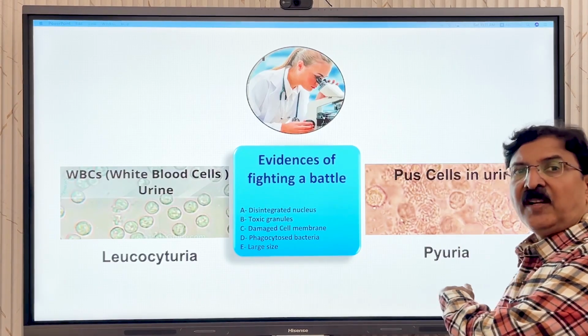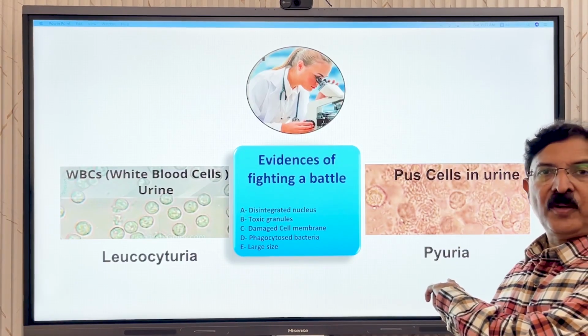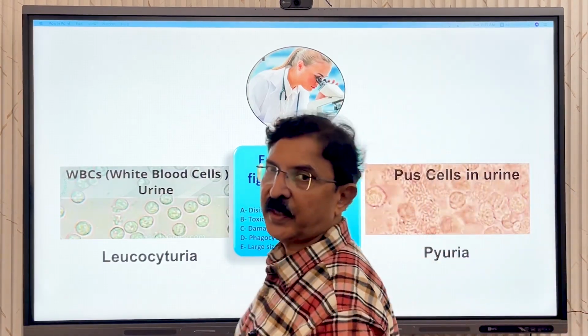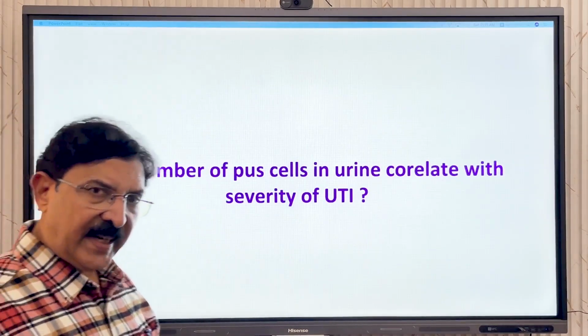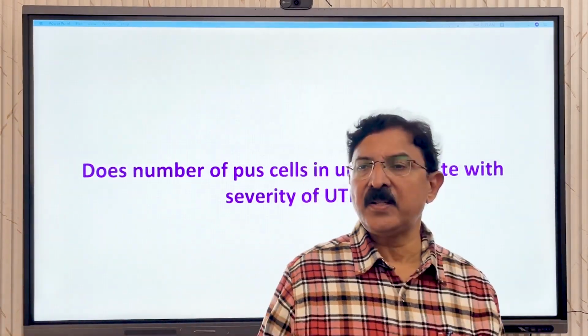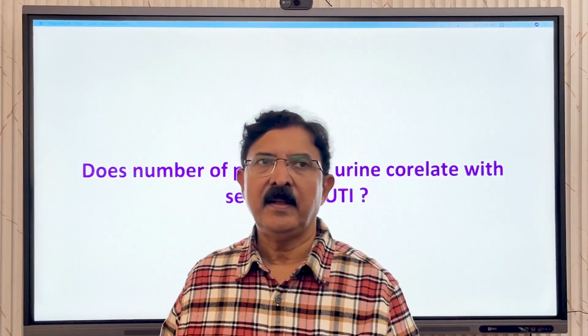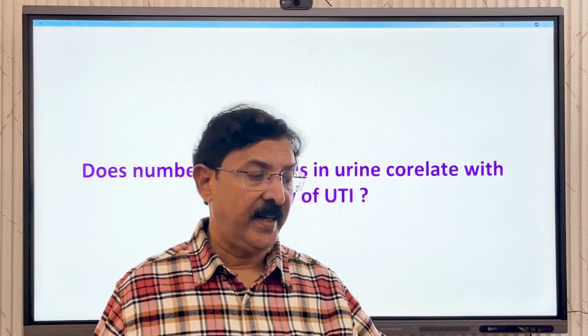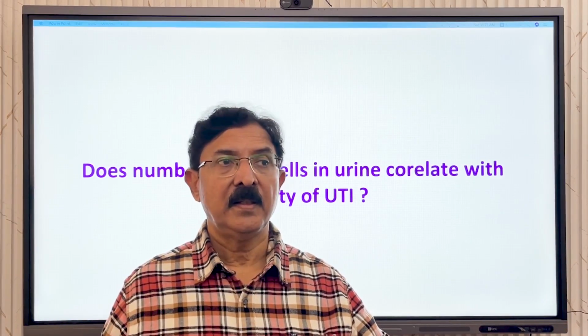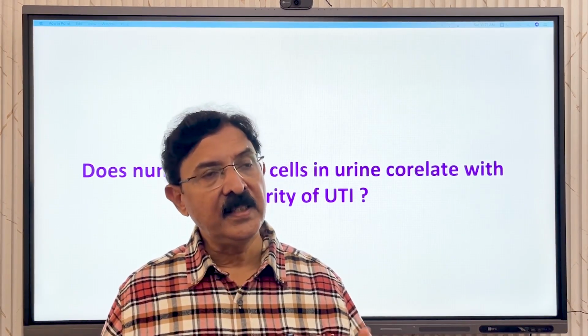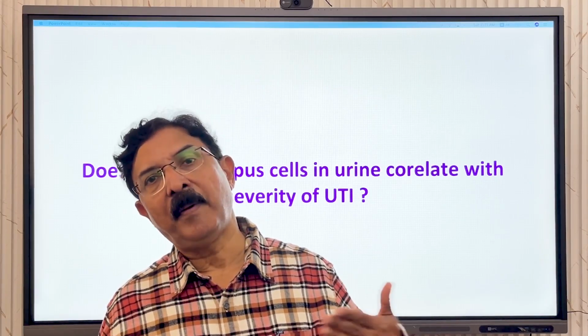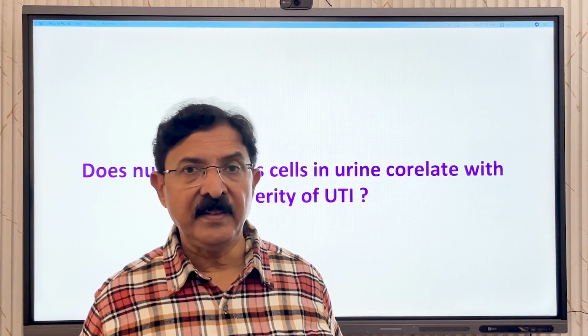It is pyuria which is important for UTI, not leukocyturia. The second question. Often I have seen my friends looking into the report, and also the patient relatives. There are 10 pus cells in urine. I am having infection. When they are treated and the report is done, they come back very anxious.